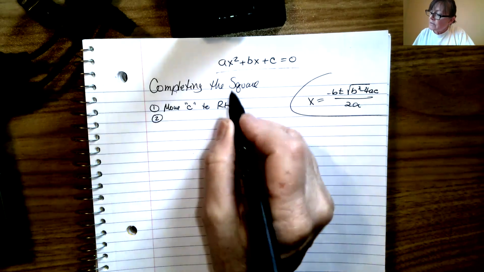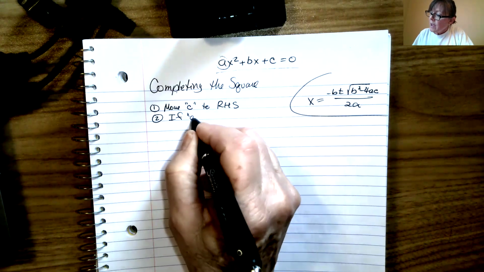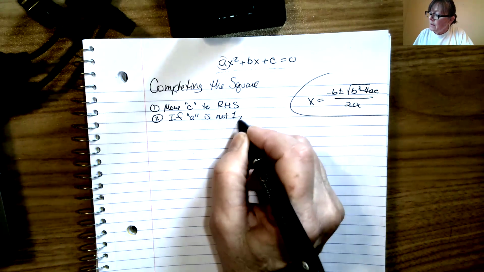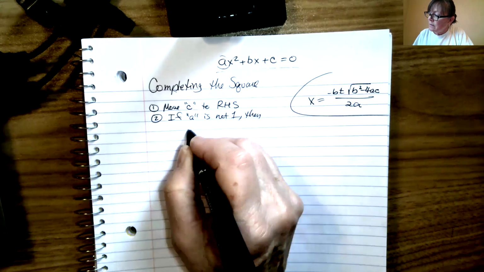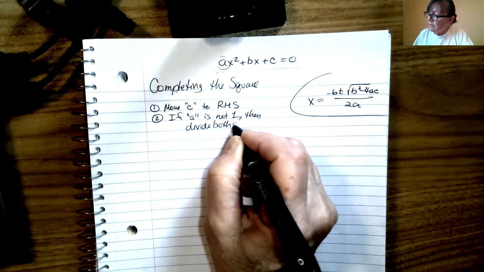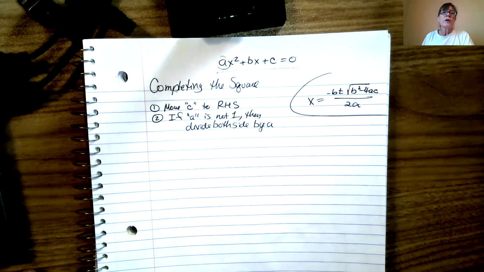Number 2, if this a right here is not 1, then divide both sides by a. So what we want to work with is a leading coefficient of 1.